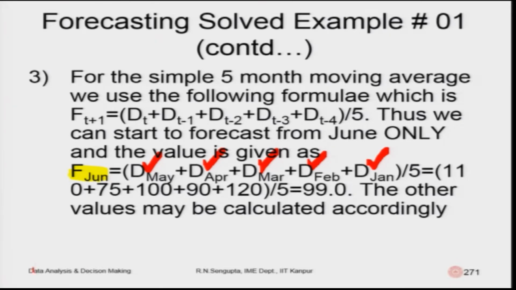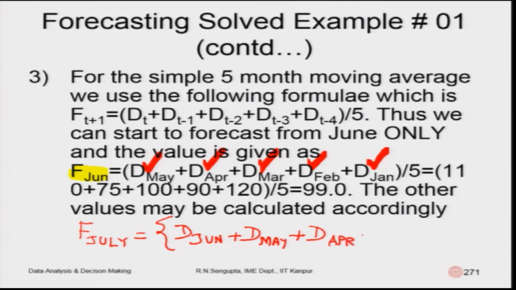Now, if I want to go to the month of July, again 5 months. Demand for June, demand for May, demand for April, demand for March, demand for February. So, 1, 2, 3, 4, 5, 5 months done, you multiply by 1/5. So, this is the 5-month equation for the month of July.